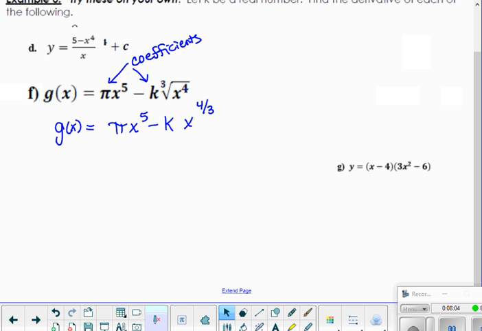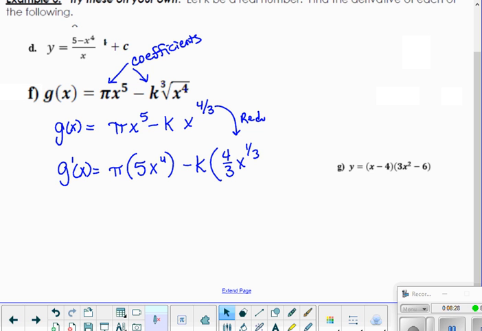All right, now let's do our derivative. Well, this pi could be brought out front, couldn't it? And then I'd have 5x to the 4th from power rule, minus k, 4/3 comes down, I get x to the 4/3 minus 1 would give me 1/3. Reduce by 1 degree. So I subtracted 1, didn't I? Excuse me. G prime.